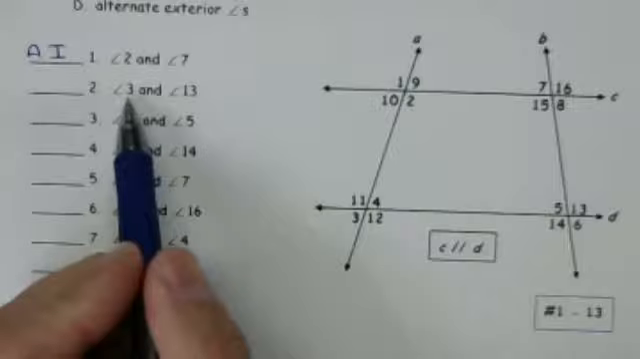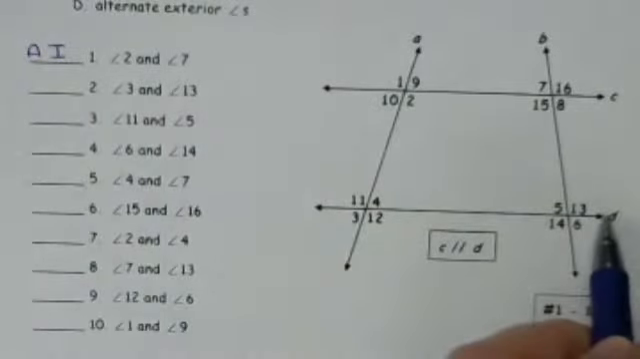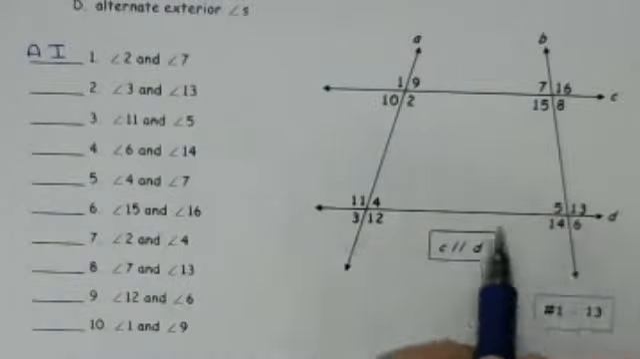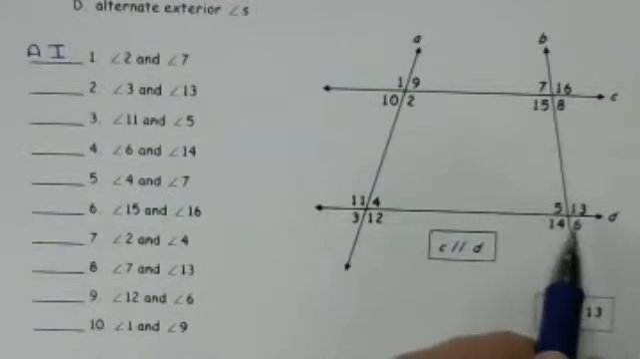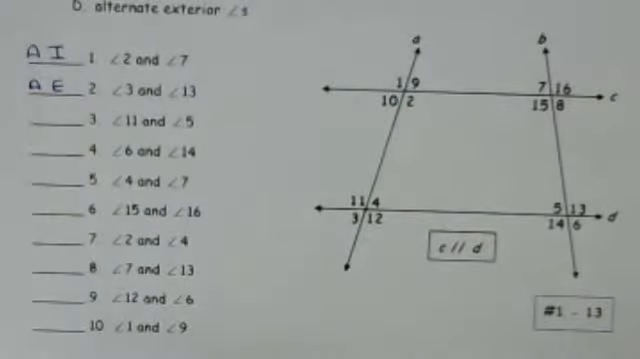Now number 2 goes to angles 3 and 13. You can see 3 down here in the corner and 13 here. They're also diagonal, but now they're on the outside, so they're alternate exterior angles.